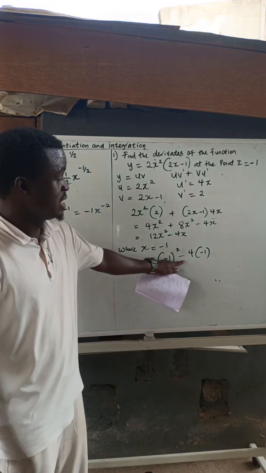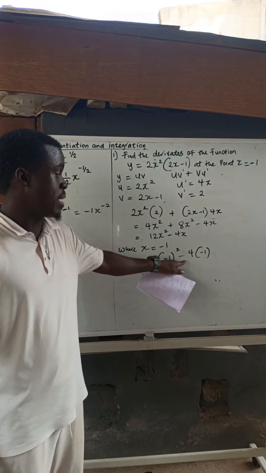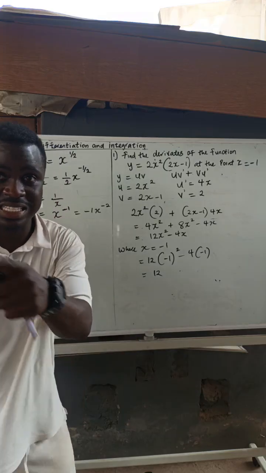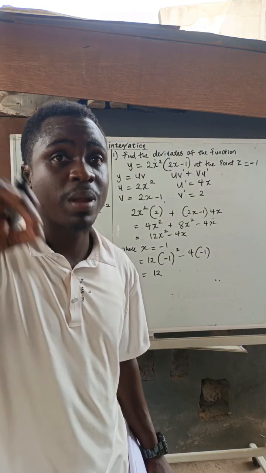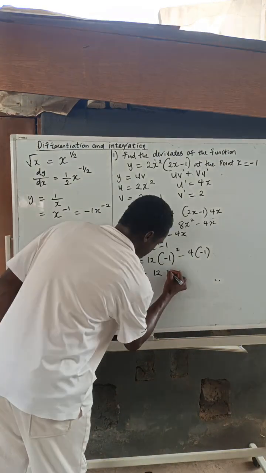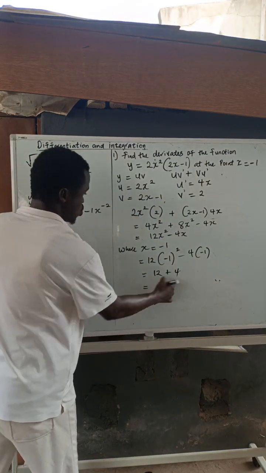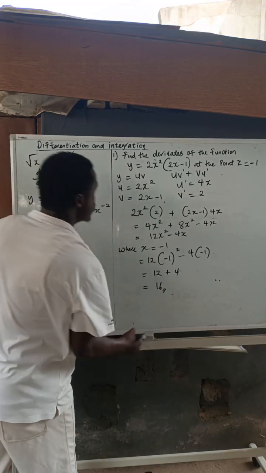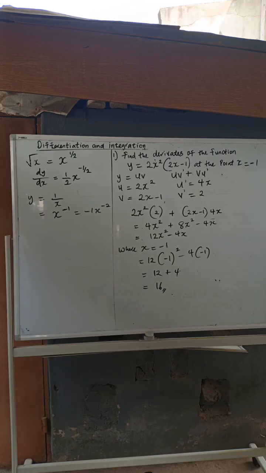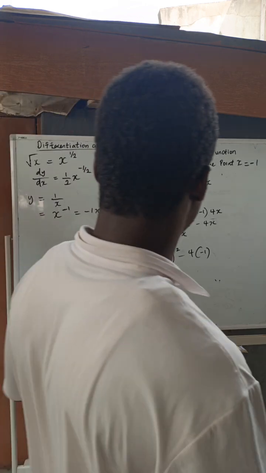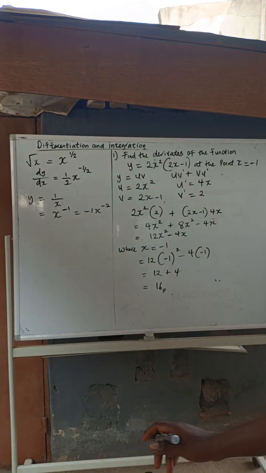And don't forget that the owner of this minus is 4. So minus 4 multiplied by minus 1, that's the same thing as minus times minus gives us plus. So minus 4 multiplied by minus 1 is plus 4, a positive 4. So 12 plus 4 gives me 16. The derivative of the function at point x is equals to minus 1 gives us 16. So how easy was that? That's a JAMB 2008 question.